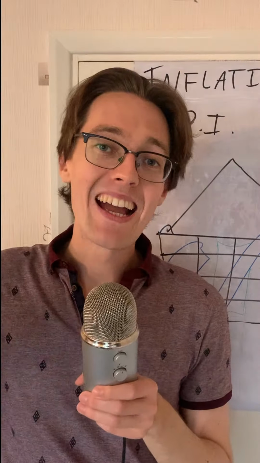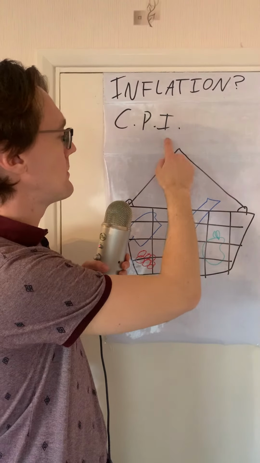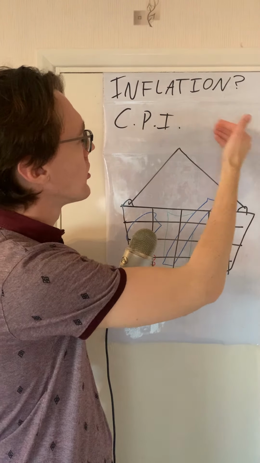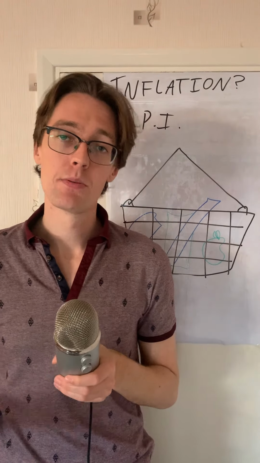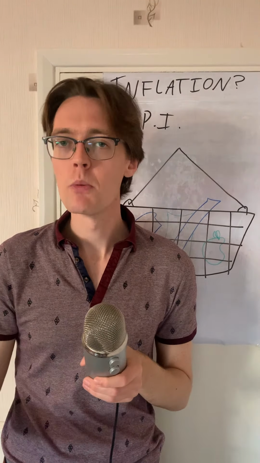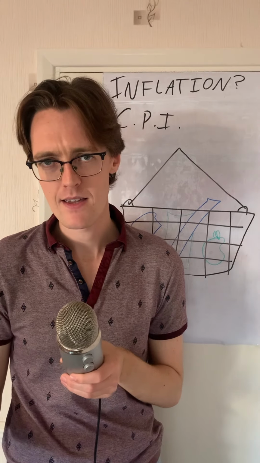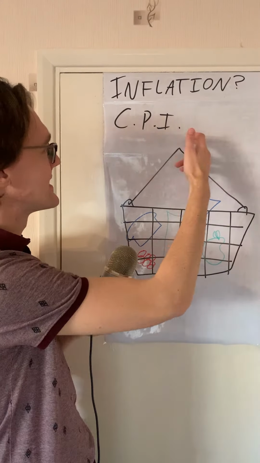We also have CPIH, and what that does is take the CPI's basket of goods and adds the cost of renting and housing to it. We also have RPI, which is the Retail Price Index, but that's not really used anymore because the methodology was a bit problematic. So the main benchmark measure is CPI.